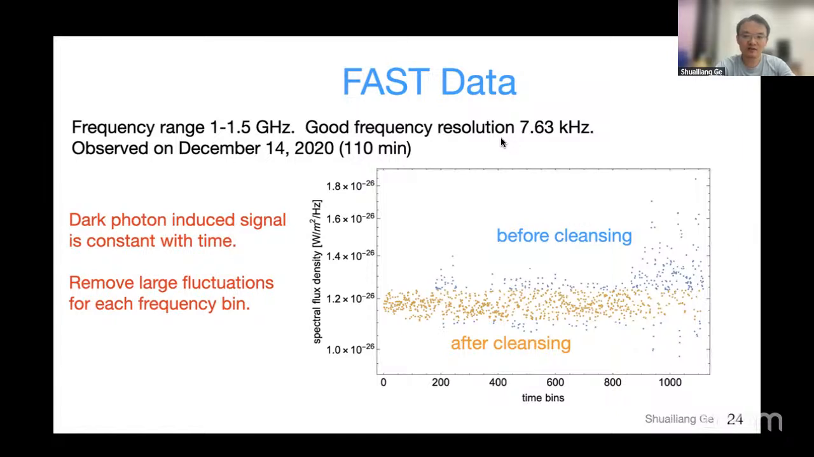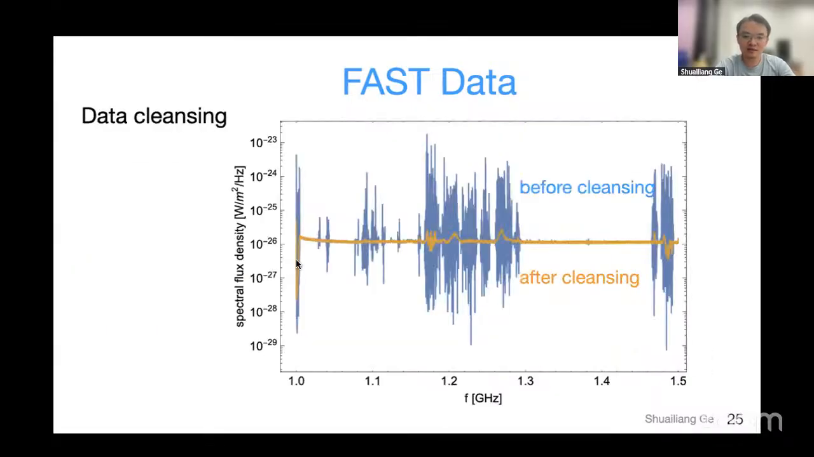And after we have this FAST data, we did some data analysis. Because we know that the dark photon induced signal is a constant with time. It does not change. So we can do the data cleansing by filtering out some large frequencies, and we do this for every frequency bin. And this is the result after data filtering. Okay, and this gives us a very stable background, so we can use it to search for monochromatic signal, or reversely, we use this data to make constraints on the dark matter parameters.